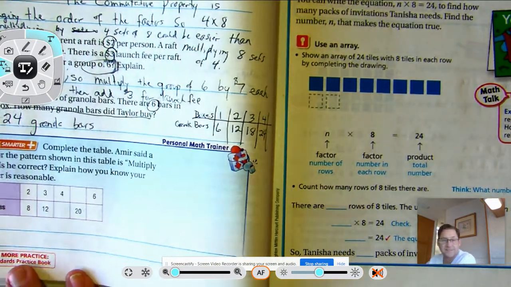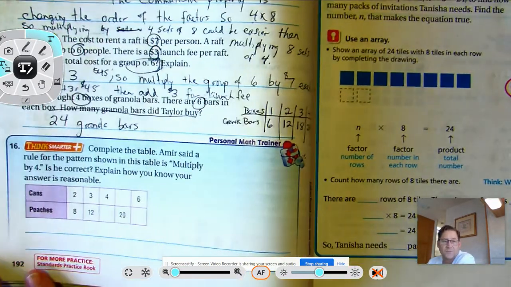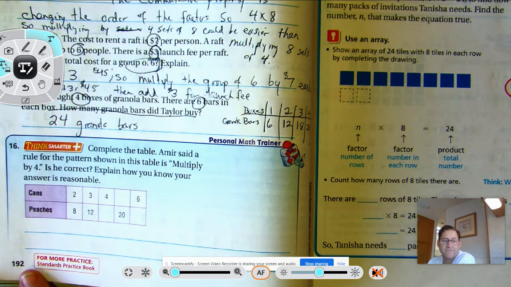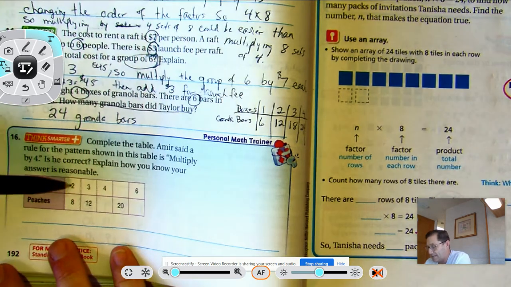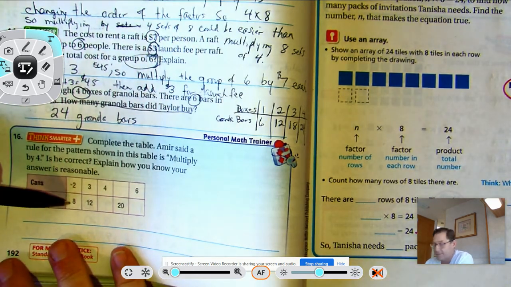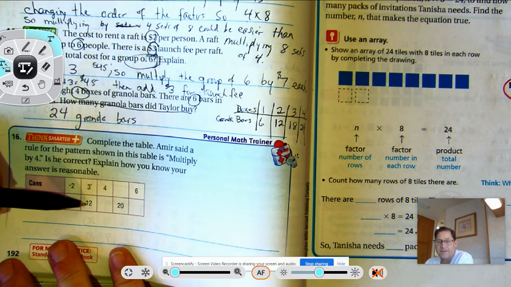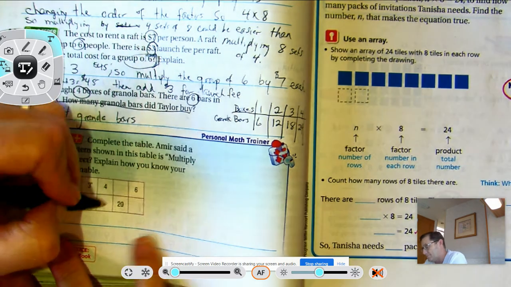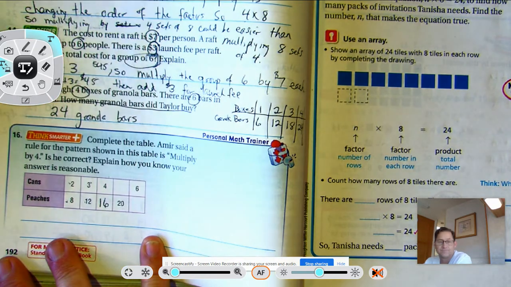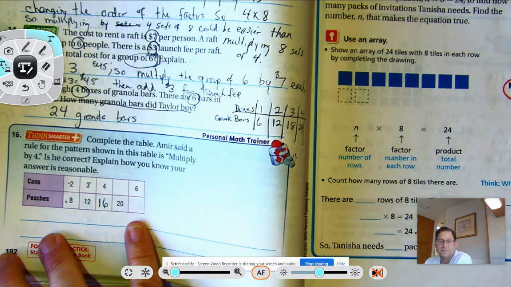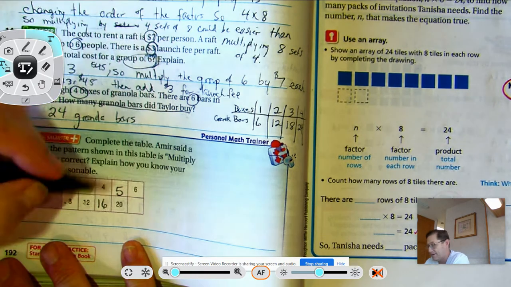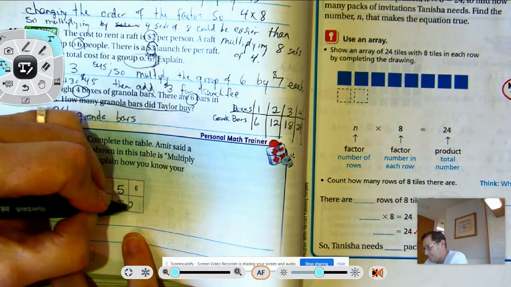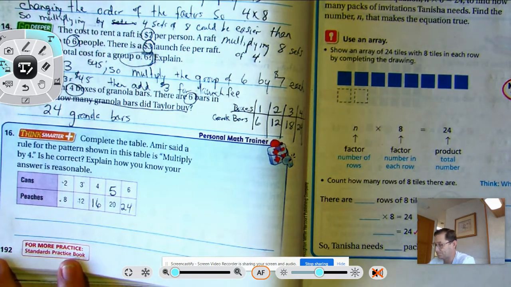And 16. Complete the table. Amir said a rule for the pattern shown in the table is multiply by 4. Is he correct? Explain how you know your answer is reasonable. Well, is 2 times 4 8? Yes. Is 3 times 4 12? Yes. 4 times 4 is 16. What times 4 is 20? 5, which makes sense to fit in between there. And 6 times 4 is 24.